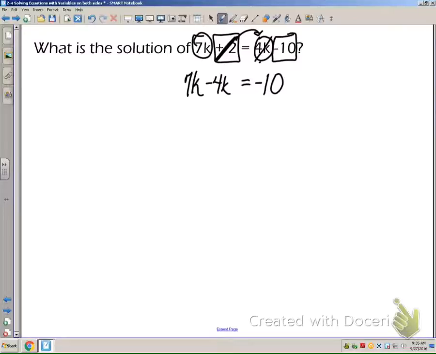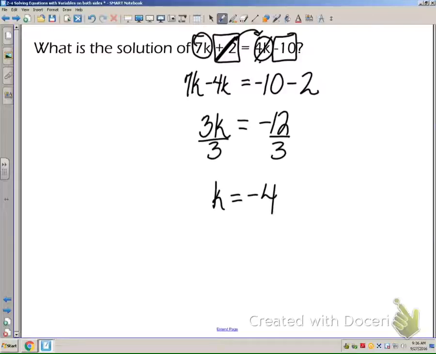If I subtract 2 from this side of the equal sign, I must subtract 2 from this side of the equal sign. So 7k take away 4k is 3k. Negative 10 minus 2 is negative 12. If I divide both sides by 3, k is equal to negative 4. We can plug it back in and check.